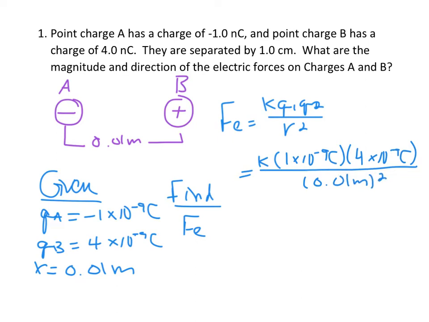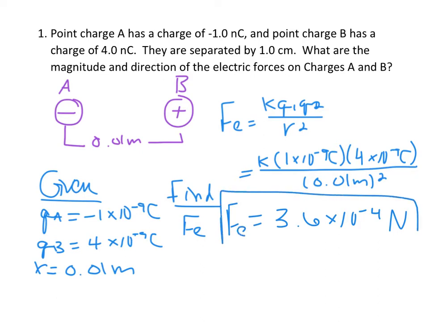Biggest mistake I see with these problems, forgetting to square. So putting this in your calculator, you should get a nice round-ish number, 3.6 times 10 to the negative 4th, and forces measured in newtons. So the electric force between these two particles is 3.6 times 10 to the negative 6 newtons.